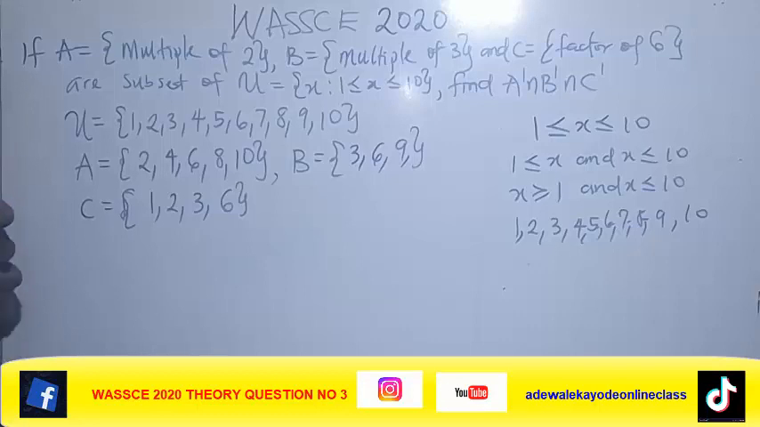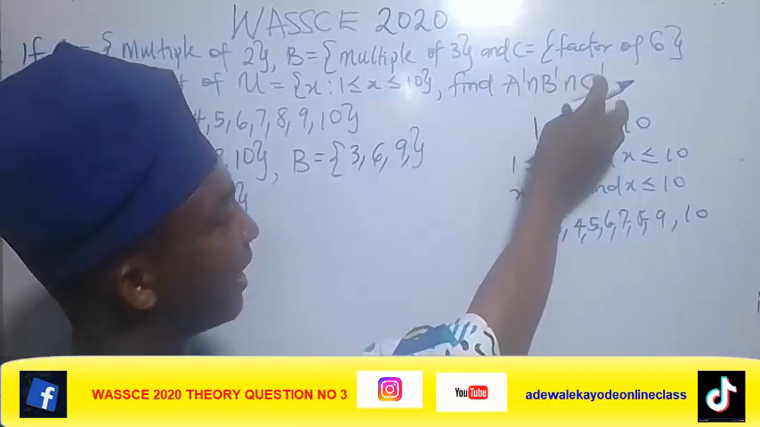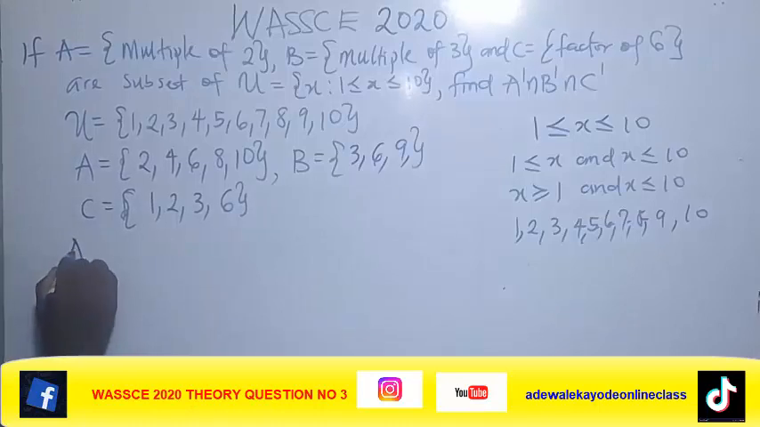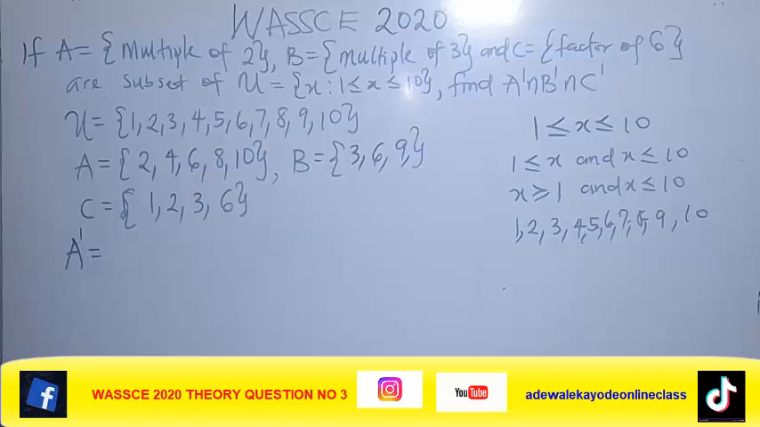But don't forget the question says find A complement, intersect B complement, intersect C complement. That means we need to look for our A complement. And don't forget, anytime we are talking about the complement of a set, we are talking about the elements that we cannot see in that set, but we have their presence in the universal set. Or we say universal set minus that set. That is what you cannot see in that set, but you have them in the universal set.